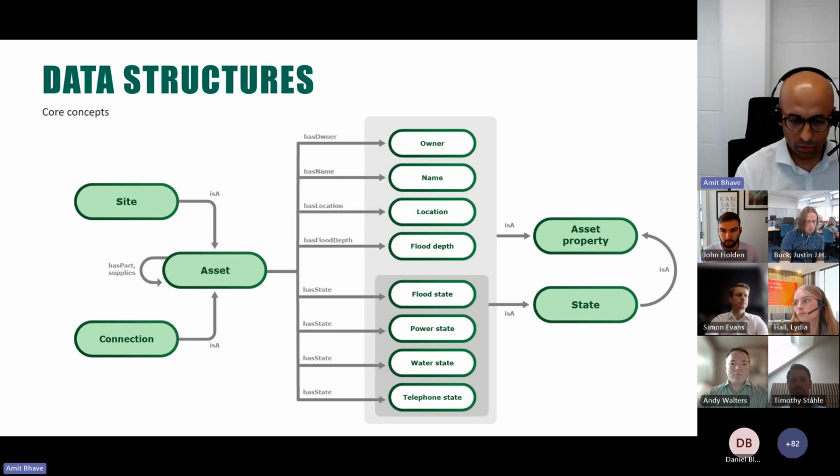An asset will have an owner and a set of properties describing the flood, the operational state of the asset, and its location, for example. An asset may also supply something, for example, power to another asset, represented by this inward arrow.